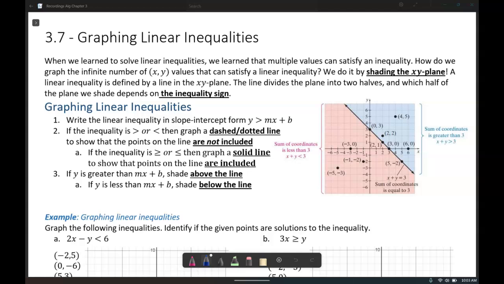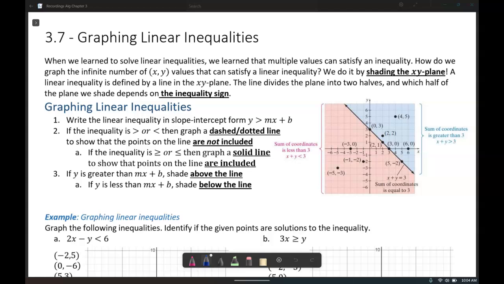Any linear inequality is defined by a line in the xy plane where we cut it in half. Whichever half is going to be our solution set depends on the inequality sign. So the first thing we want to do is write the linear inequality in slope-intercept form, similar to y equals mx plus b.